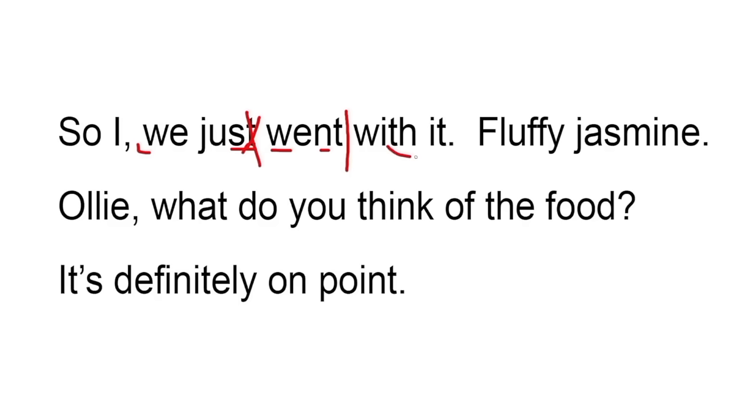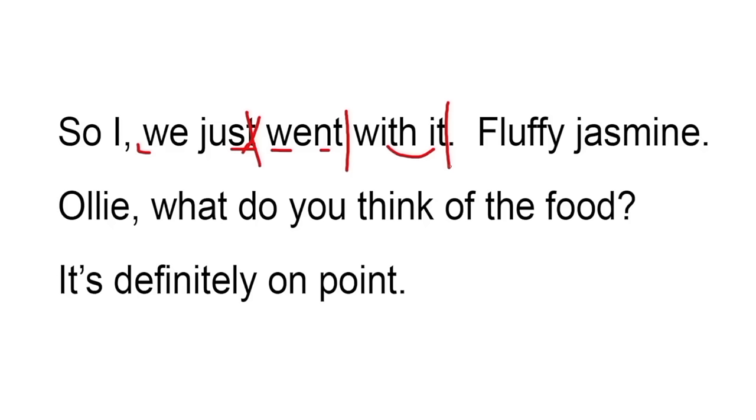We just went with it. The phrase to go with something means to go ahead with something, with an idea or with a situation, even if it's not what you originally imagined. So she's saying this is not the kind of rice she would usually imagine with this dish. But because of another dish, she decided to just go with it.